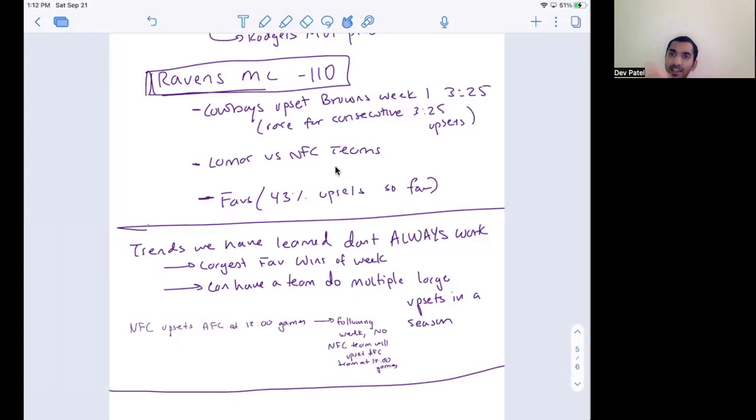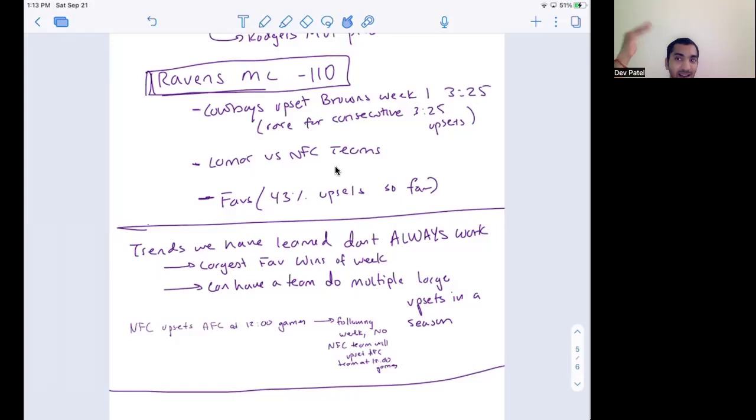And one of the trends that I'm experimenting with this week is, last week the Packers upset the Colts at the 12 o'clock game, and that was actually considered an upset, so the Colts were favored. So NFC upsets AFC at 12 o'clock games. Following week, no NFC team will upset an AFC team at 12 o'clock games. So if in the previous week an NFC team has upset an AFC team at 12 o'clock games, then in the following week, no NFC team will upset an AFC team at 12 o'clock games.